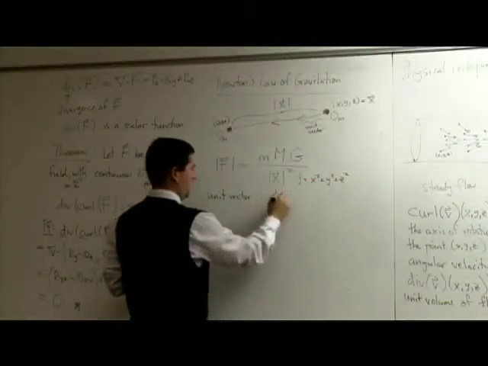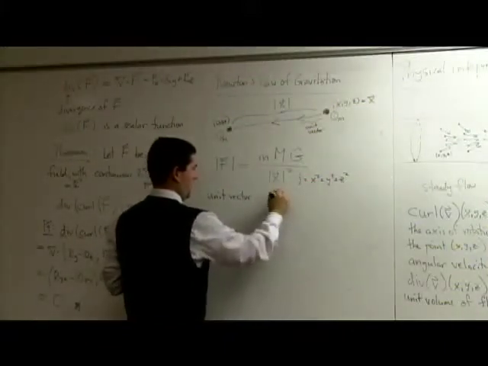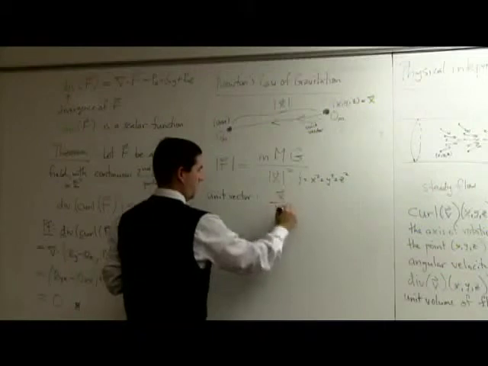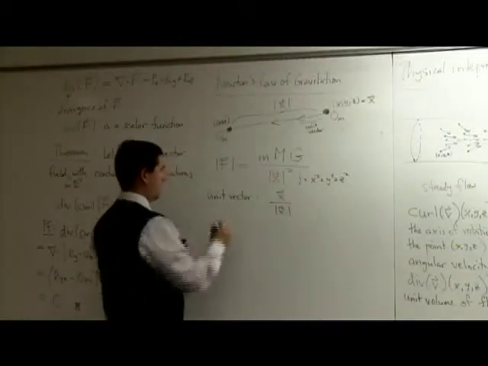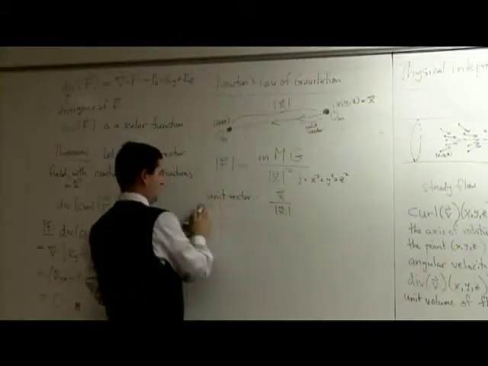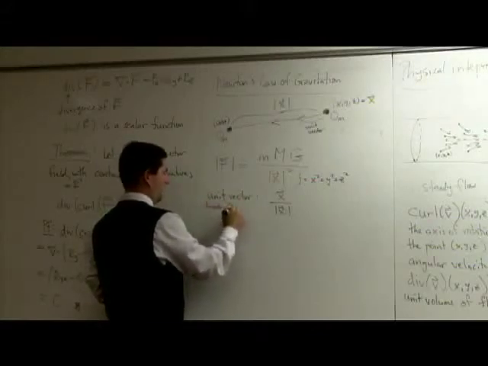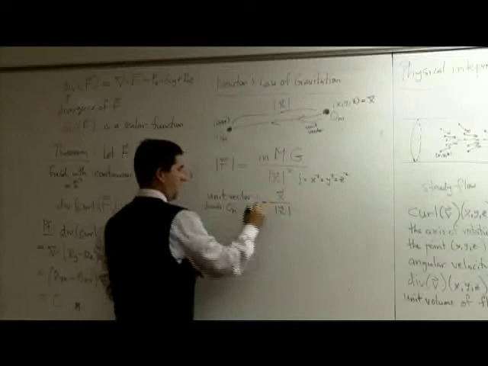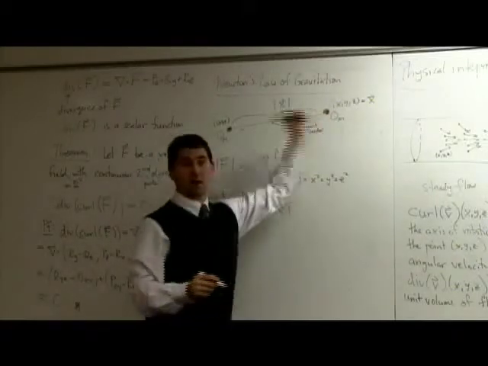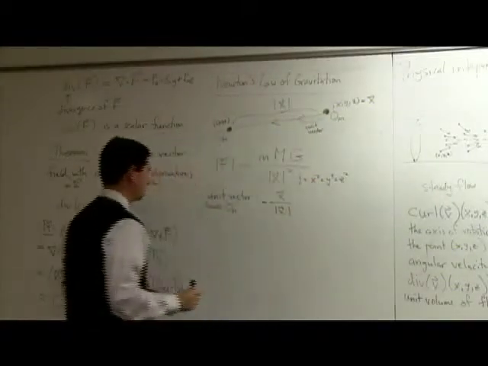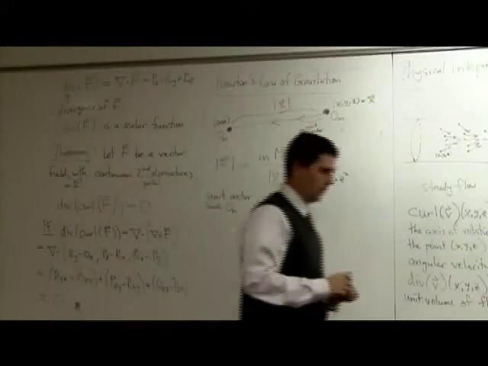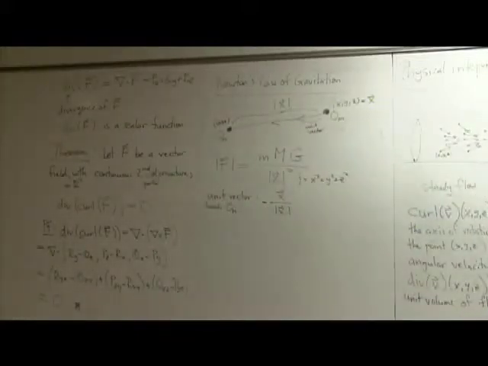You take x itself and divide by its norm. Right? But if I want towards OM, I just put a negative out here. That'll make it go backwards. Okay, good. Unit vector can be important.